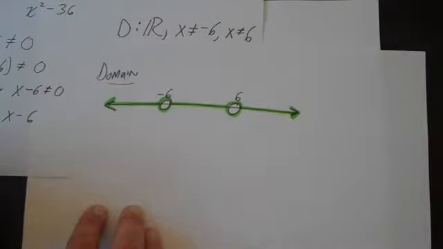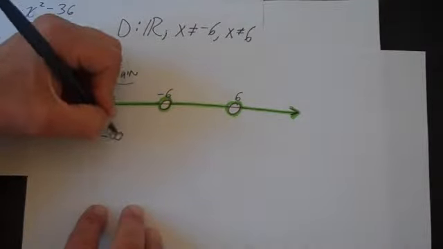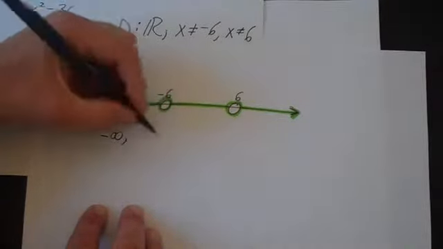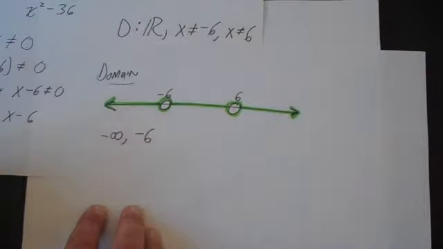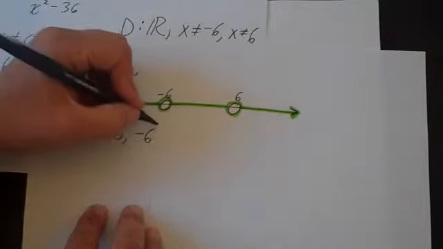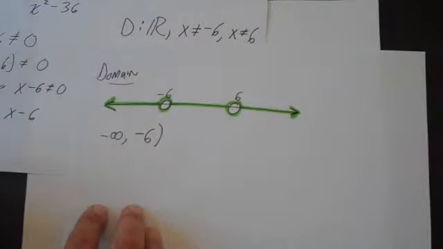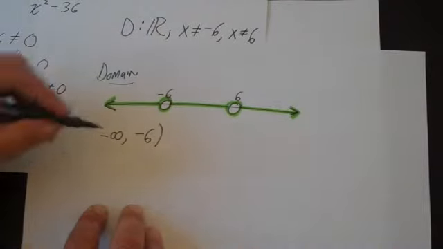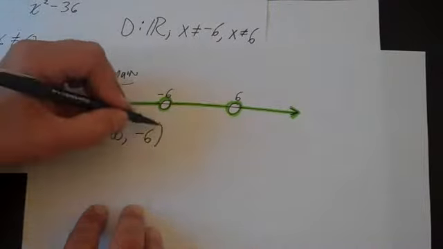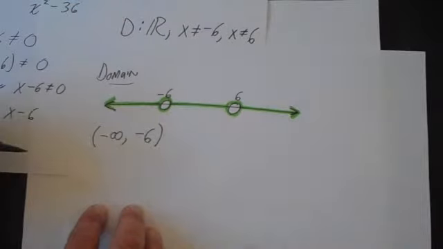So when you write an interval, you write the more negative number first. So the most negative number here is minus infinity, and it goes to minus 6, and then there's a break or discontinuity. It doesn't include minus 6, so we put a parenthesis. And with the infinity, we always use open parentheses. So the key is this is an open parenthesis because it's an open dot.